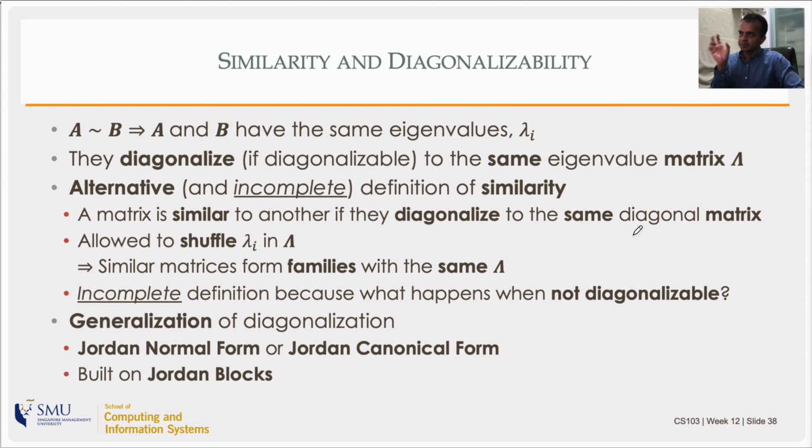Our definition of similarity using diagonalizability is a bit incomplete, because if something is not diagonalizable, then how do you say similarity? What do you say about similarity? That's where the next topic, called the Jordan normal form, will come in. It's also called the Jordan canonical form, like I told you. Canonical is a word that mathematicians love. So Jordan normal form will take us to the next topic, called Jordan blocks.